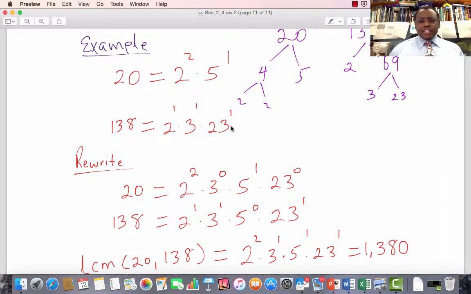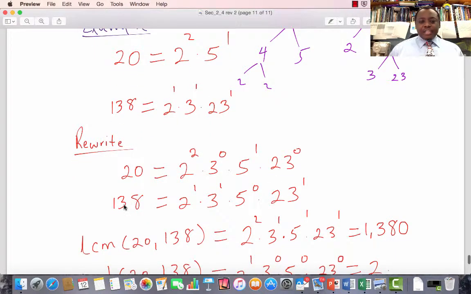I'm going to take these two expressions to the saloon and give them a facelift. Let me start with 20. 20 is 2 times 2. It doesn't have the prime 3, but I can insert the prime 3 and raise it to the power 0. It has the prime 5, so 5 to the 1. It doesn't have the prime 23, so I can insert 23 and raise it to the power 0. This is my P1, this is my P2, that is my P3, and that's my P4.